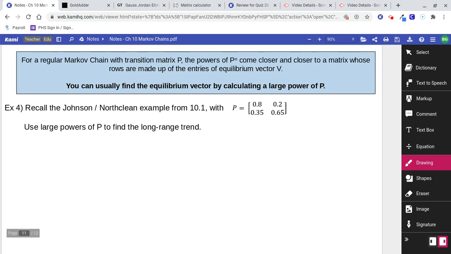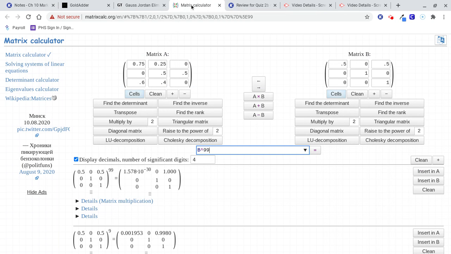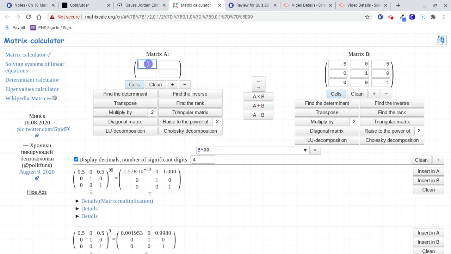Example 4 says, recall the Johnson and Northclean example again. So it's the same transition matrix that we've seen a number of times. Use large powers of P to find the long-range trend. So what I'm going to do is just go back to this matrix calculator and enter the transition matrix, 0.8, 0.2, 0.35, 0.65.